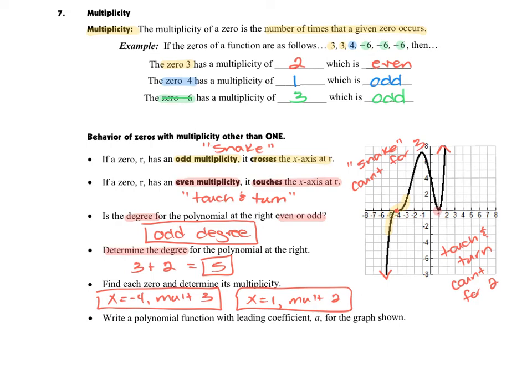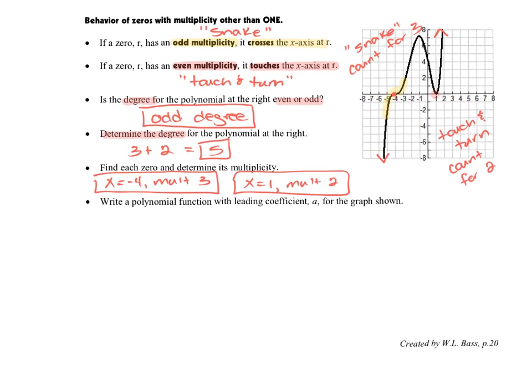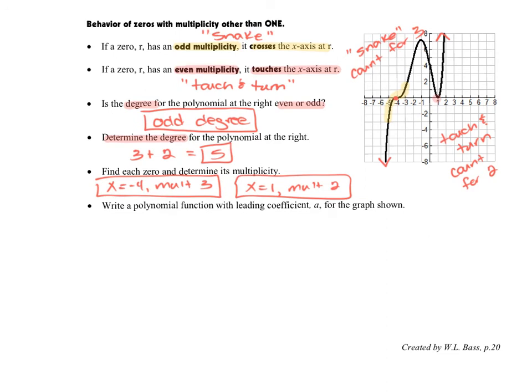The last thing that we can do is put all this together and write the equation for this polynomial function. So we can start off and simply say y equals a, because I don't know my leading coefficient yet. I'm going to write my factors, x plus 4. Remember that had a multiplicity of 3, so I'm going to write that to the degree 3. And then I'm going to have my x minus 1. It had a multiplicity of 2. So I've got my 2 there.